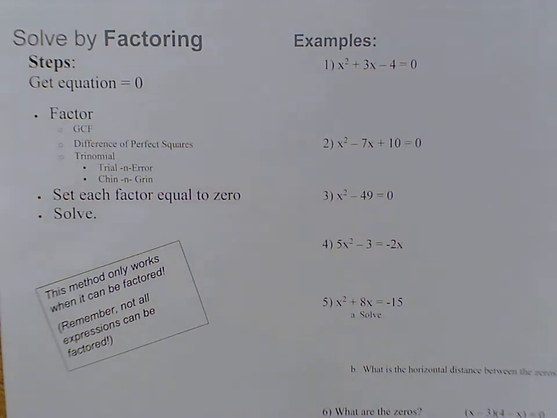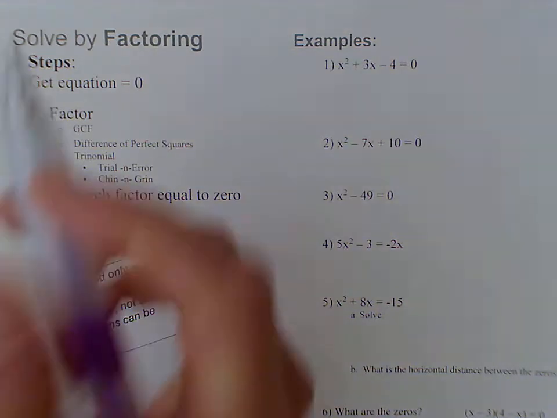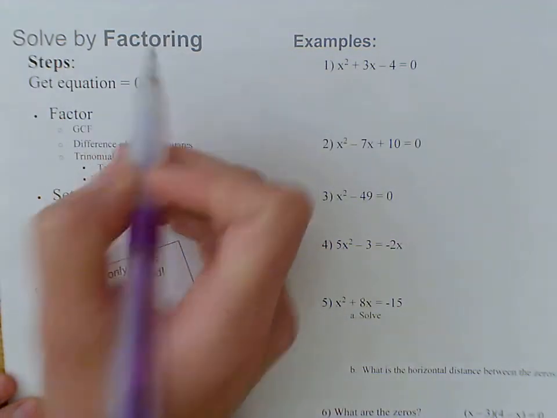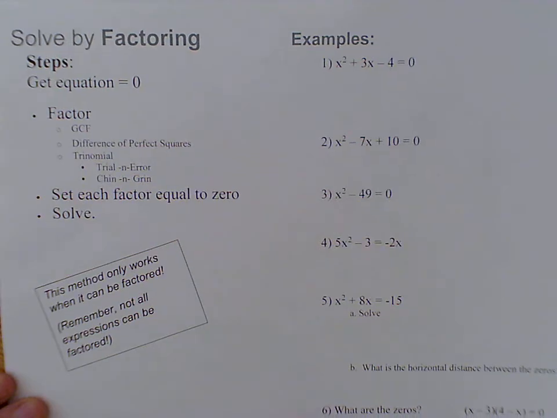In this lesson, we're working on solving quadratic equations. And when you solve a quadratic equation, what you're really doing is finding where that parabola, where the quadratic, crosses the x-axis. So you're actually finding the x-intercepts when you solve a quadratic equation. One way that you can solve a quadratic equation is by factoring, so that's what we're going to do in this video.